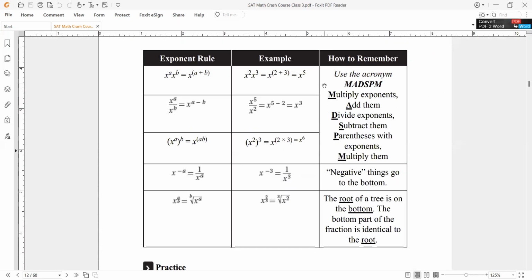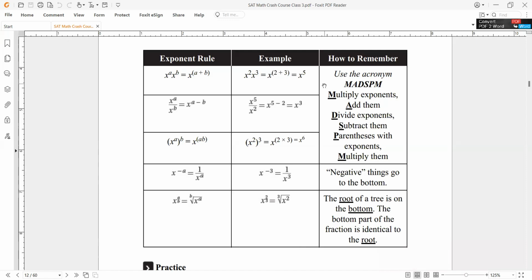But something important is the acronym MAD SPAM. Multiply exponents, add them, divide exponents, subtract them, parentheses with exponents, multiply them. Negative things go to the bottom. These are some basic rules, but you can just remember, as we just talked about, whenever we're dealing with the PEMDAS rule. Do you remember the PEMDAS rule? Yes.